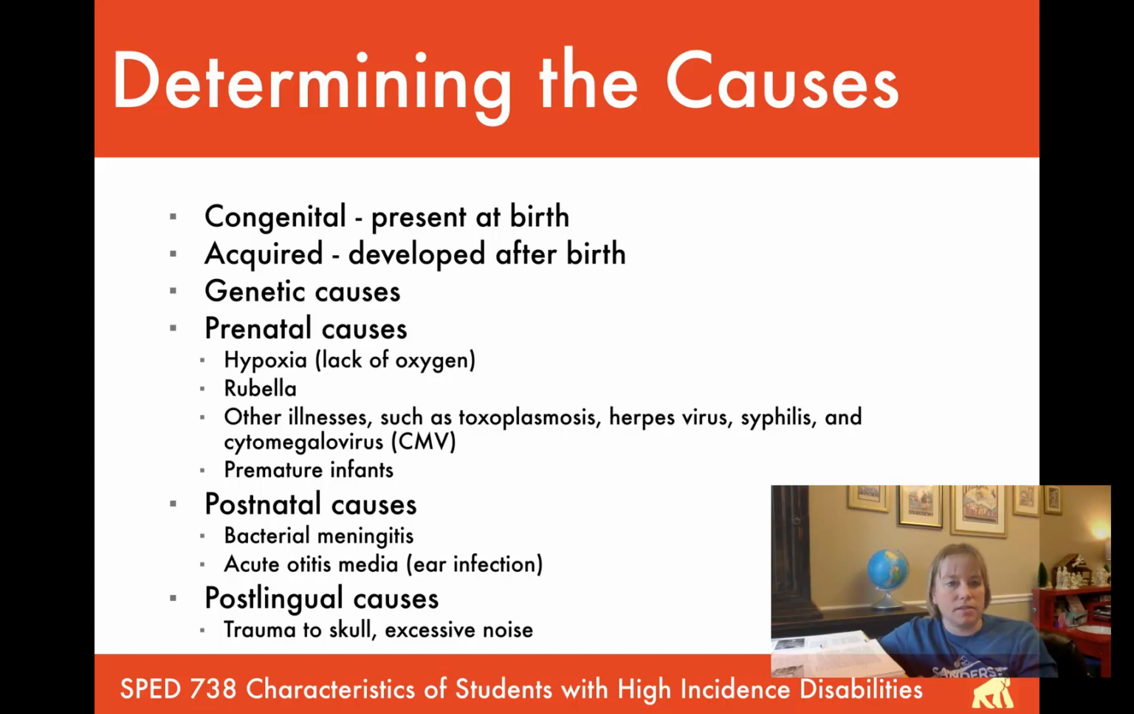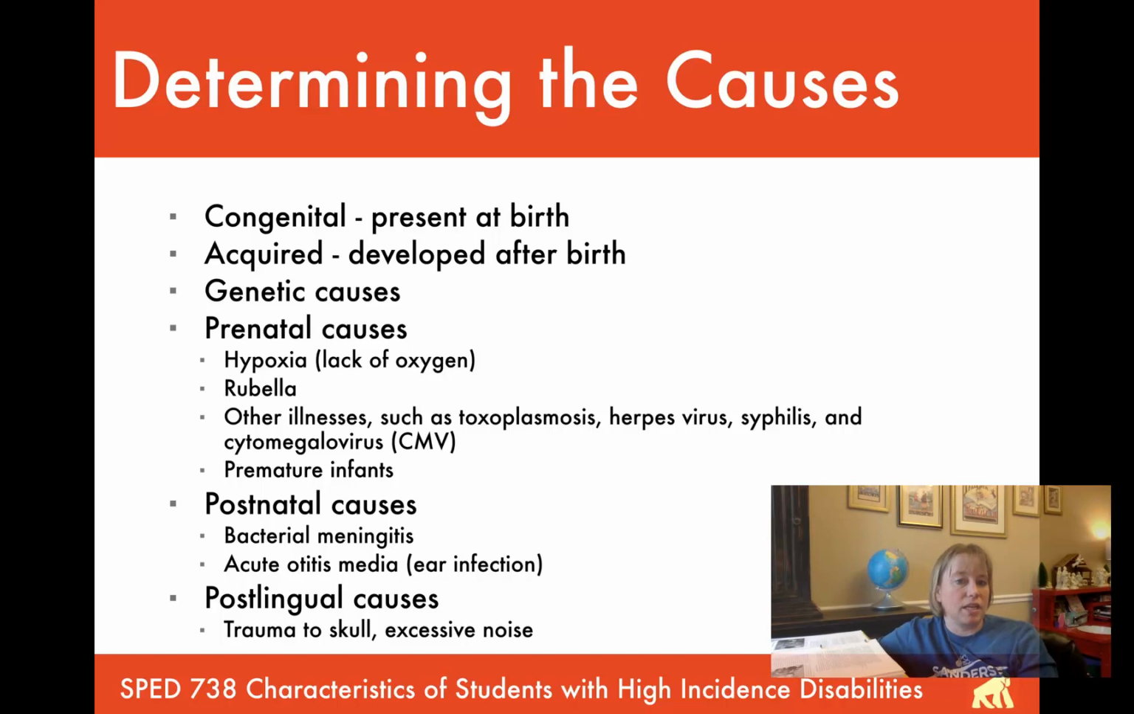Some of the prenatal causes that can occur: premature infants are more likely to have hearing loss because that is still developing before they're born, and we can see some ramifications of being born early. Hypoxia, lack of oxygen, can impact hearing. Also rubella and some things like that can impact it.